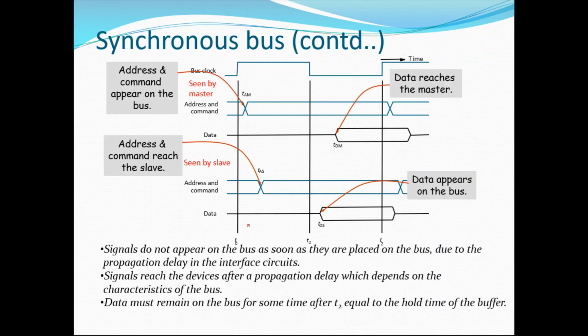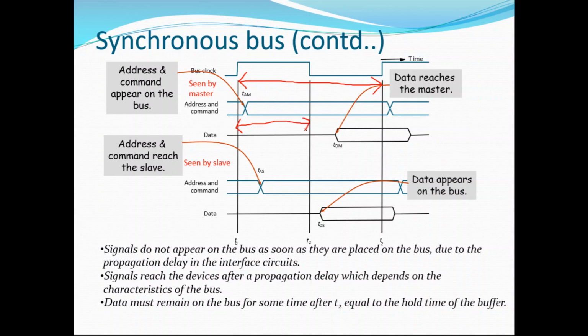But there are certain drawbacks with this technique. What are the drawbacks? The objective in the basic synchronous bus is that everything should be completed in one clock cycle. This is the requirement. One data transfer, either a read or write operation, should be completed in one clock cycle. Because of that, we are forced to operate at the speed of the slowest device.